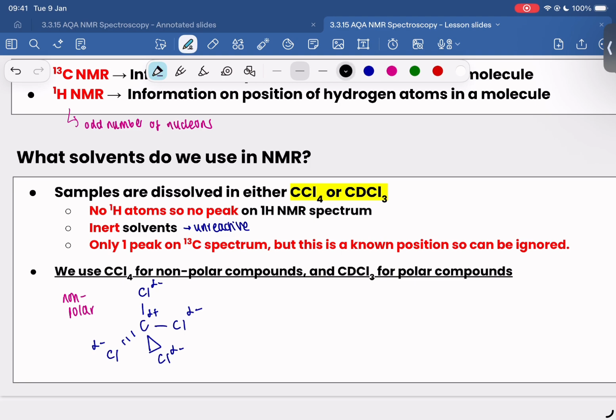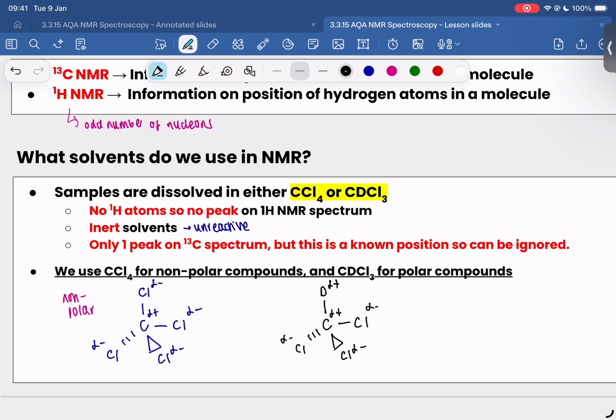The other molecule that we use is CDCl3. If I draw this out, again, the chlorine is going to be partially negative, and then carbon and deuterium are partially positive. Deuterium, by the way, is just a heavier isotope of hydrogen, because we don't want to use regular hydrogen as that will cause a peak. So we use deuterium instead.